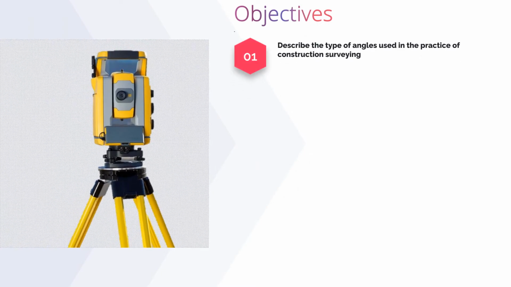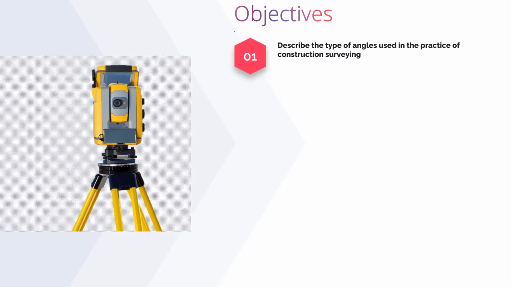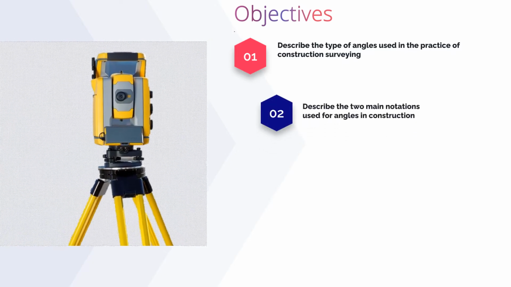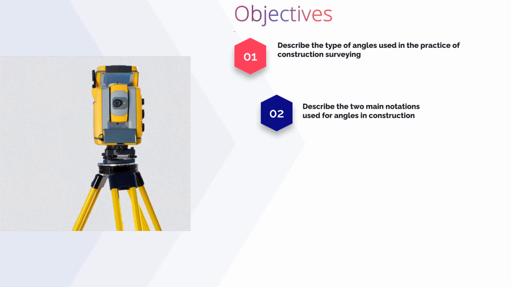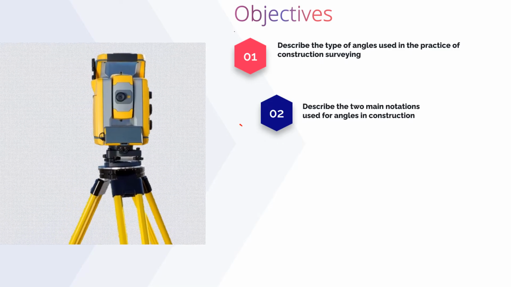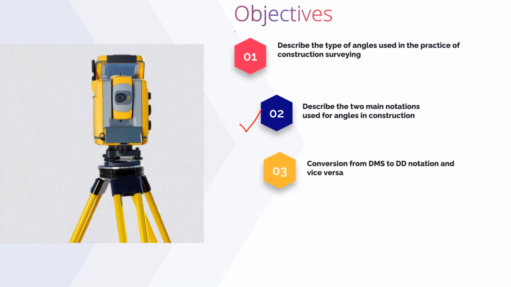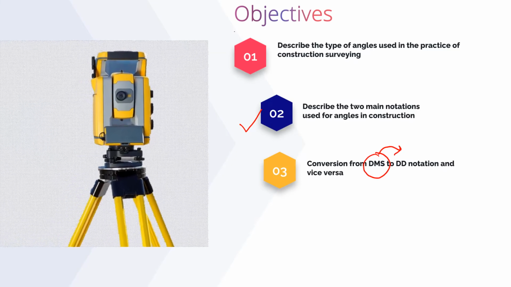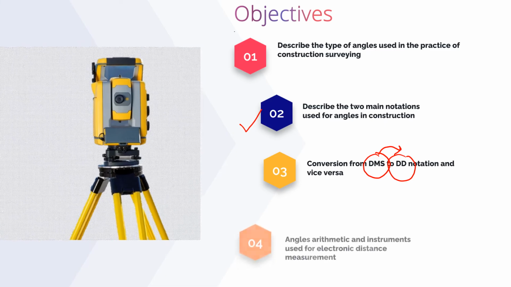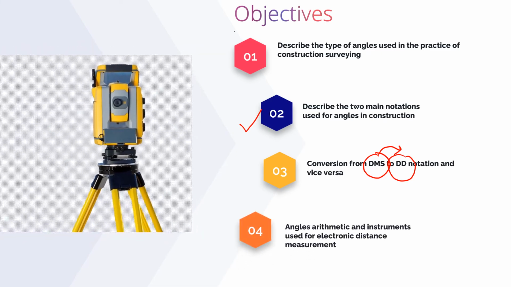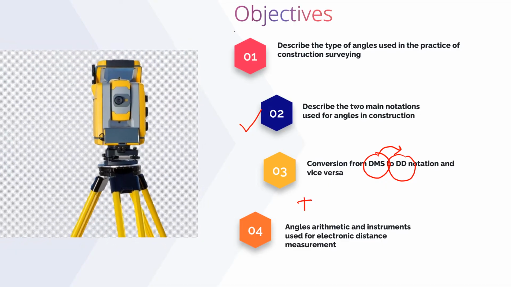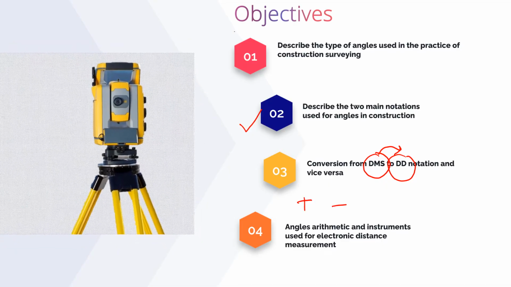In this module, we're going to learn different types of angles that we use in surveying. We'll learn about the two main notations that we use for measuring the angles. Then we'll learn how to convert from one notation to the other. And lastly, we'll learn about angle arithmetic, that is, how do we add two angles and how do we subtract two angles.